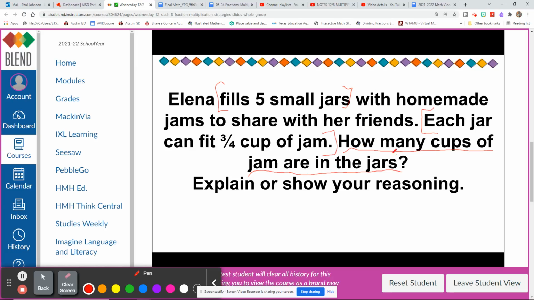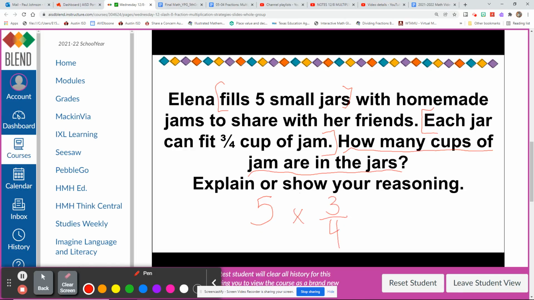So we have our underlined question. We have bracketed our important information. Identifying our key concept, we're multiplying or adding 3/4 five times. But that's a lot of trouble, so don't do that. Let's save ourselves some trouble, and what we're going to do is multiply fractions. So that's going to be 5 groups of 3/4.